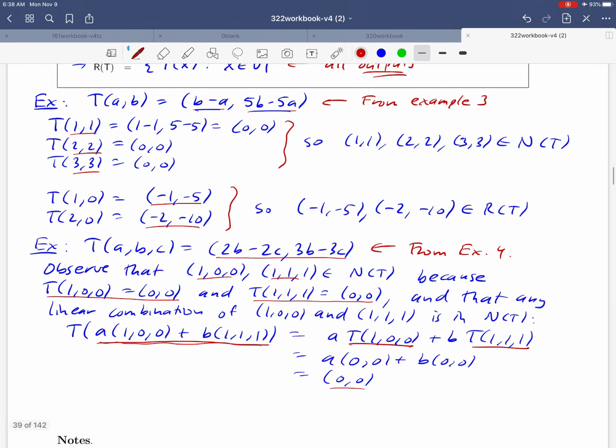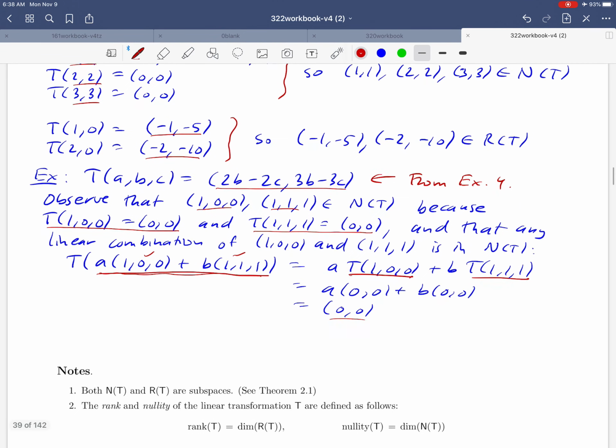All right, now question for you. Does this behavior remind you of anything that we talked about before? It might remind you of subspaces. Subspaces have the property that they're closed under scalar multiplication and vector addition. That's the way that this null space appears to be behaving. We took two vectors that were in the null space, we took a linear combination of them, and it was still in the null space.